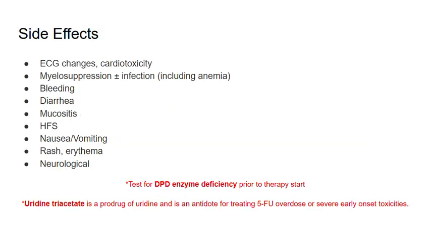Side effects include cardiotoxicity and ECG changes, bone marrow suppression, diarrhea, mucositis, and hand-foot syndrome. Those with DPD enzyme deficiency may experience these side effects sooner and more severe than those who do not have the deficiency. In cases of overdose or severe early onset toxicities, uridine triacetate is given as an antidote.